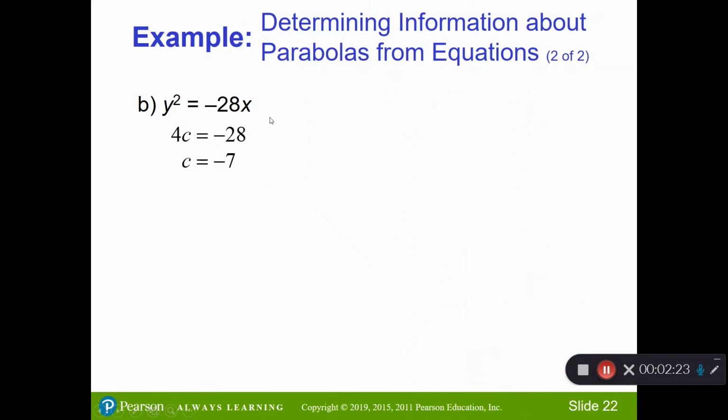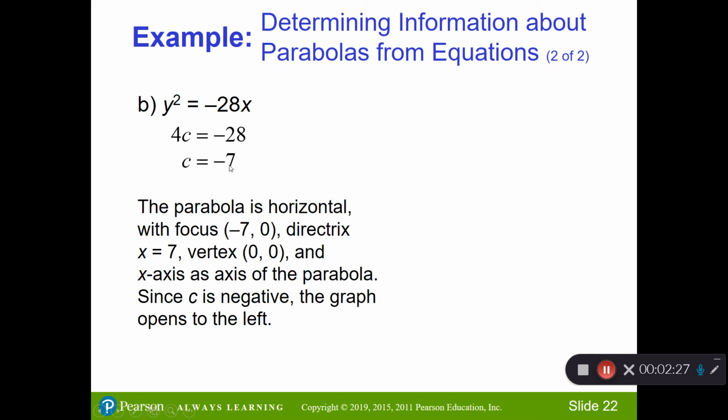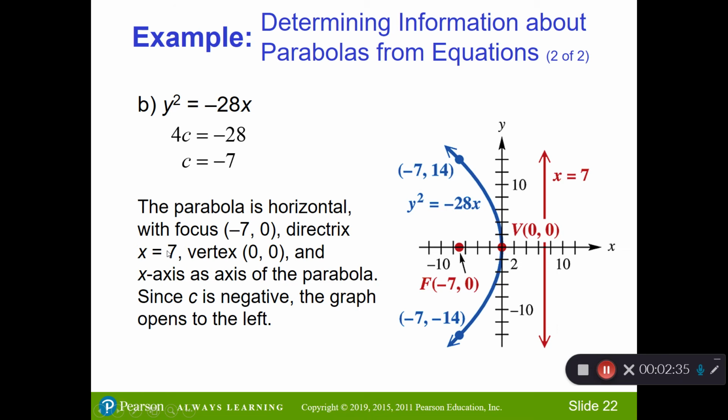All right, let's look at this one. So 4c is 28, so my c is negative 7. So I go left 7 to plot the focus, and right 7 for the directrix; x equals 7 is the equation of the directrix. The focus is a point, so it's negative 7, 0, and then I draw my parabola opening around the focus with the directrix behind it.